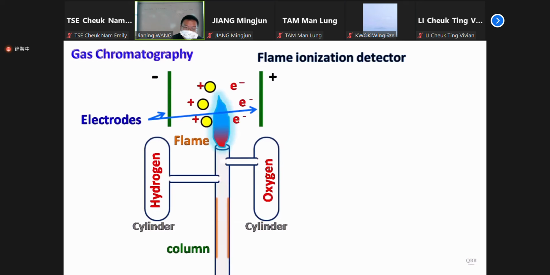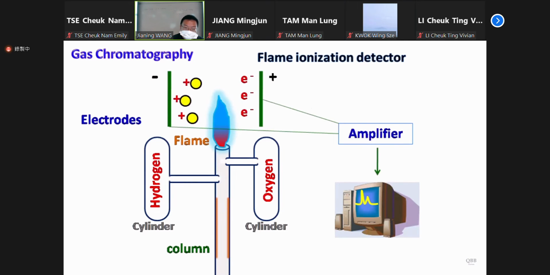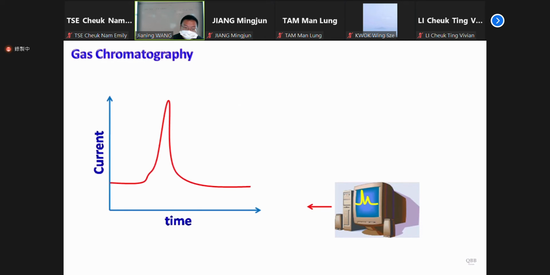Across the flame, there are two electrodes, each with a positive and a negative charge. The electrodes detect the electrons generated by the ionization of the sample. Electrons are detected in the form of current, which is amplified and detected by the computer. When the sample is detected, the computer gives a peak with respect to the retention time of the sample. The area under the peak gives information about the concentration of the sample. If the concentration is less, the area under the peak will be less. And if the concentration is more, the area under the peak will be more.